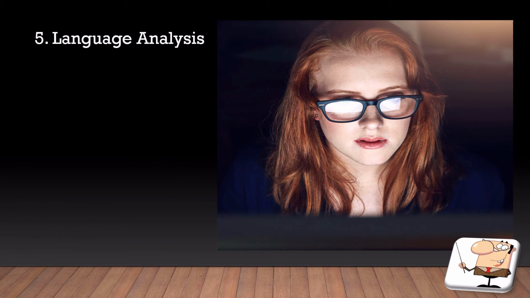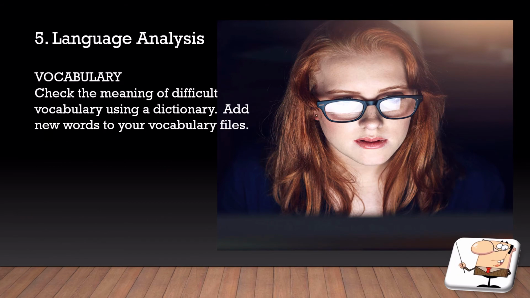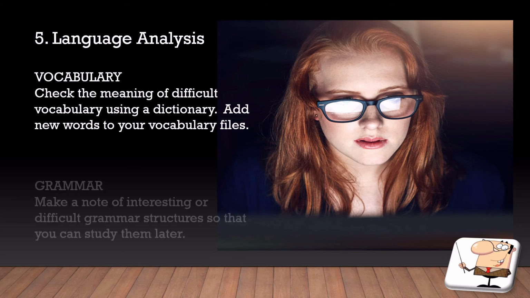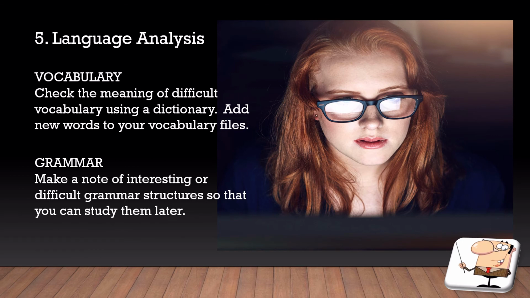Stage 5, language analysis. Vocabulary. First of all, try and guess the meaning of any difficult words from the context in the script. If you're still not sure of the meaning, you'll need to use a dictionary. And then don't forget to add any new words to your vocabulary files. Grammar. Make a note of any interesting or difficult grammar structures that you come across so that you can study them later. And that's the great thing about doing dictations. It guides you as to what areas of vocabulary or grammar you need to study next.